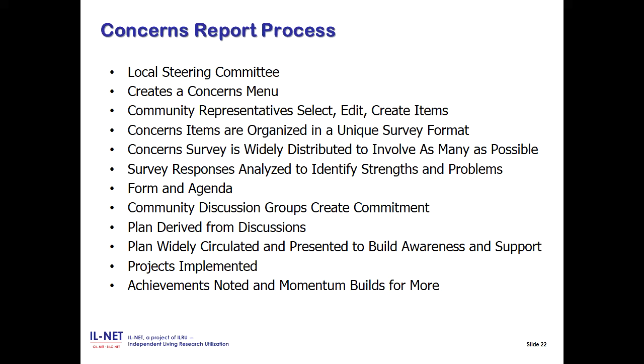So these are the components of the concerns report process. There's a local steering committee. It creates a concerns menu from which community representatives select issues for a survey. The concerns items are organized into a unique survey format, and I'll talk about it in a second. A survey is widely distributed to involve as many people as possible. This is not a statistical sample. Everybody gets involved. The survey responses are analyzed to identify strengths and problems in a community.